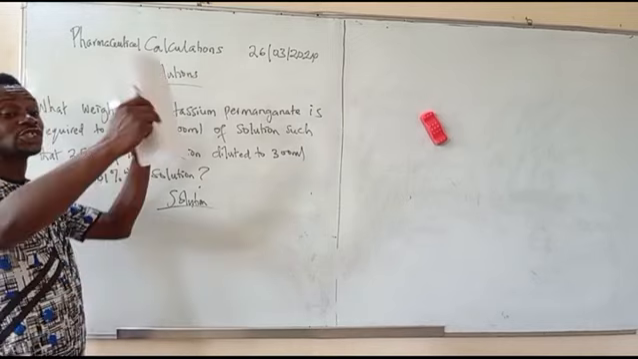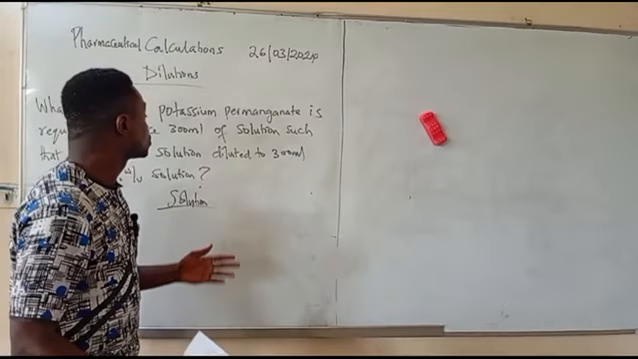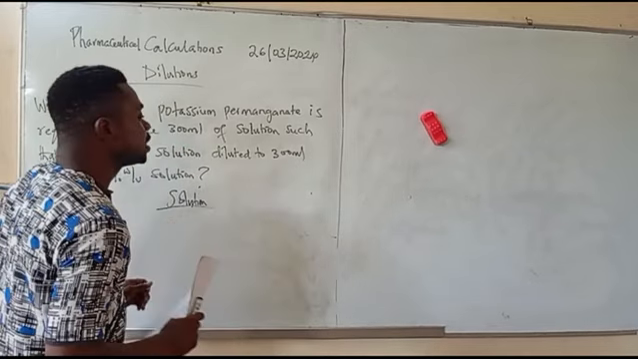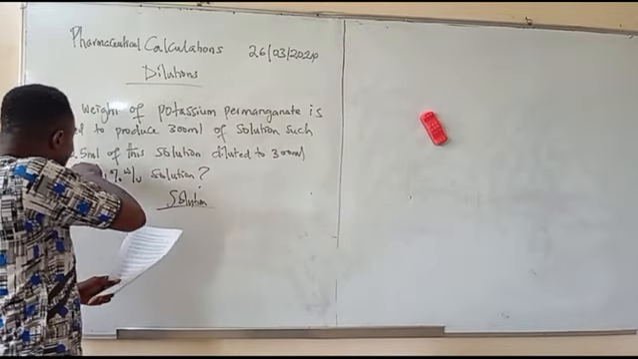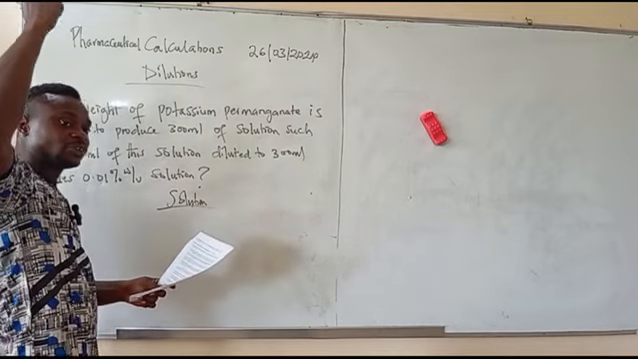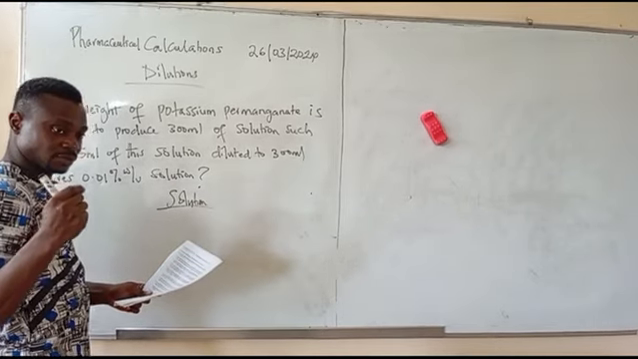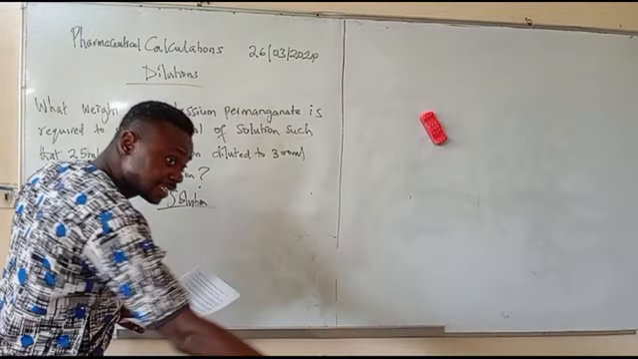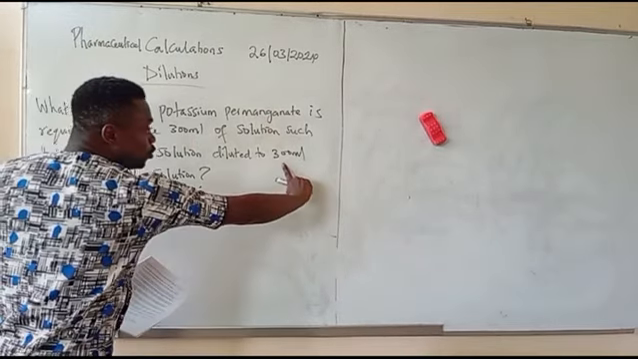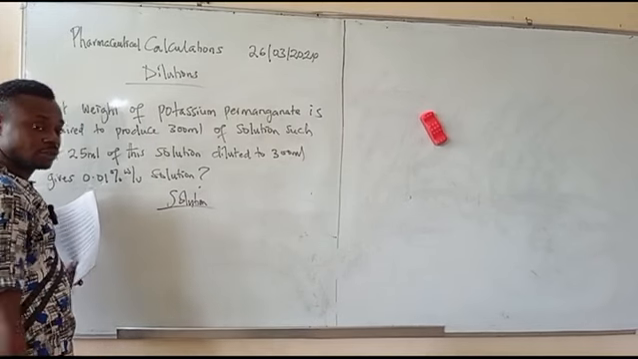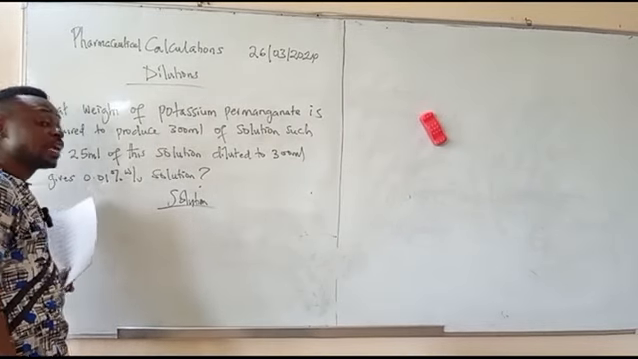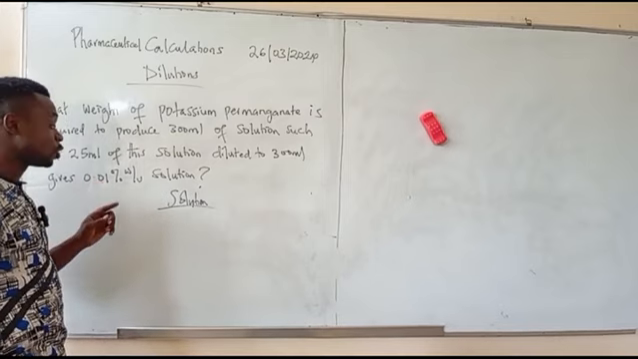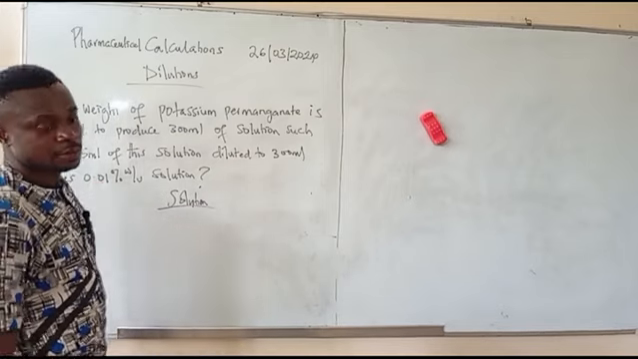Now, we will need our dilution formula in this question. Using the dilution formula, C1V1 is equal to C2V2. You know where the issue lies? Which one is V1 and which one is V2? That's where the issue lies. Now tell me, which one do you think is the C1 here? C1, not volume, concentration. We don't know. It wasn't given.